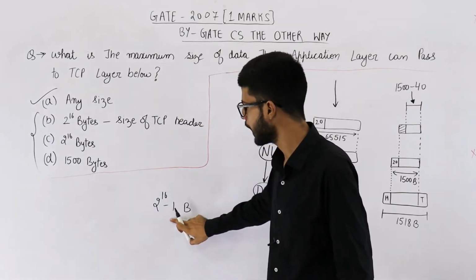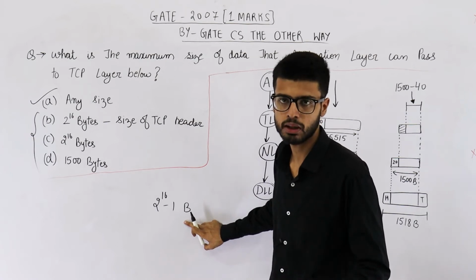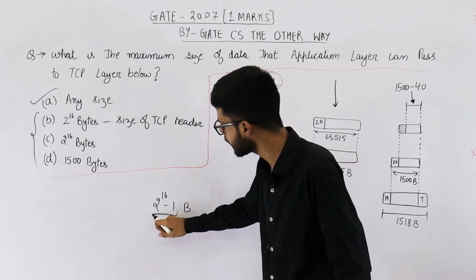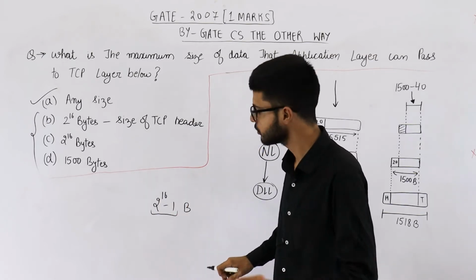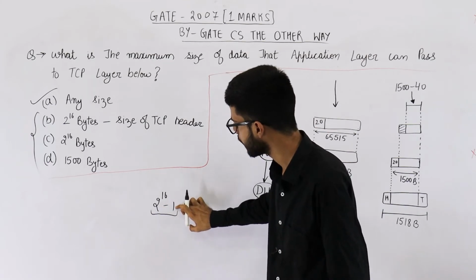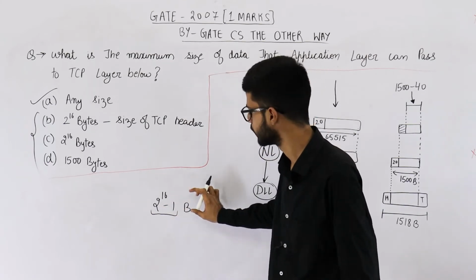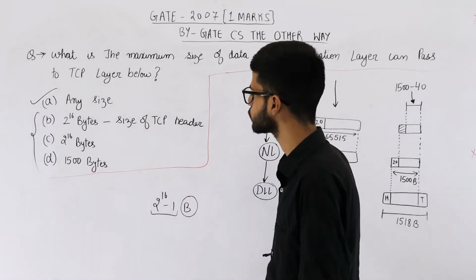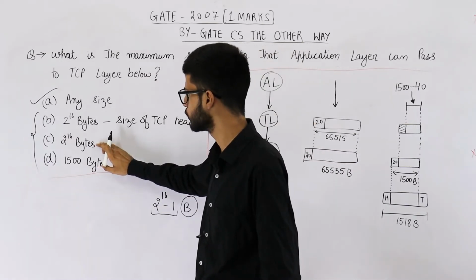See, in an IP header, there is a field called total length. Total length is of 16 bits. With 16 bits, this is the biggest number that can be represented. That means total length can represent 2 raised to the power 16 minus 1. This is the biggest number. That means total length can be these many bytes. So this option might confuse you.